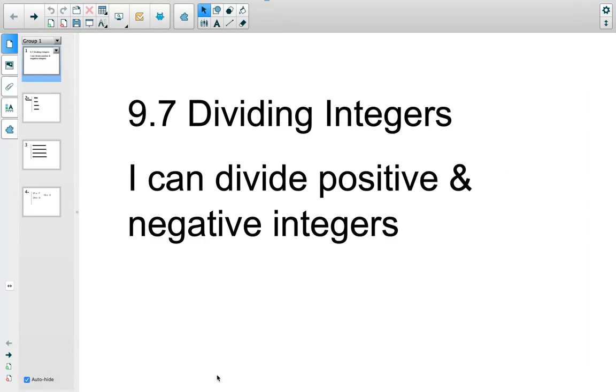Hi everyone, today we're going to be talking about dividing integers. Our objective for today is to divide positive and negative integers.